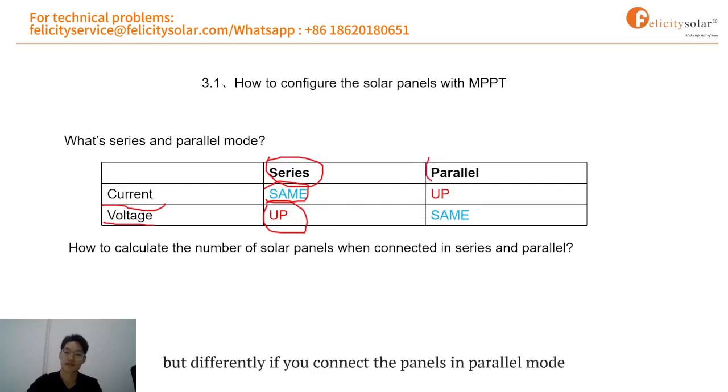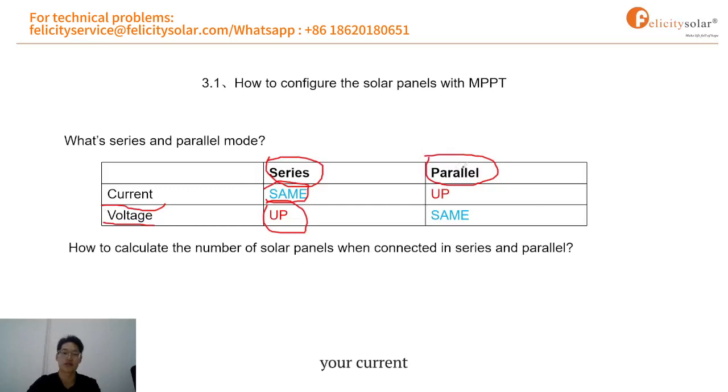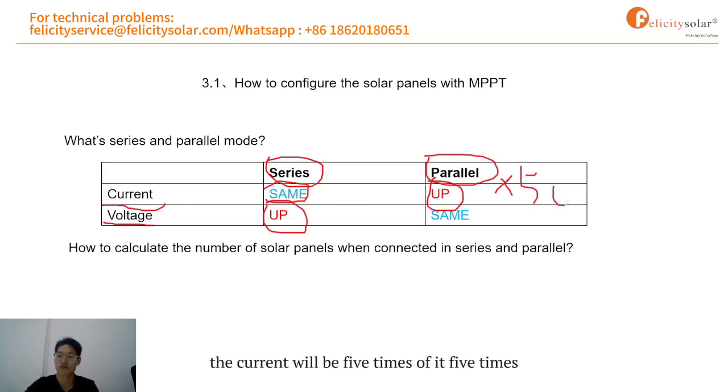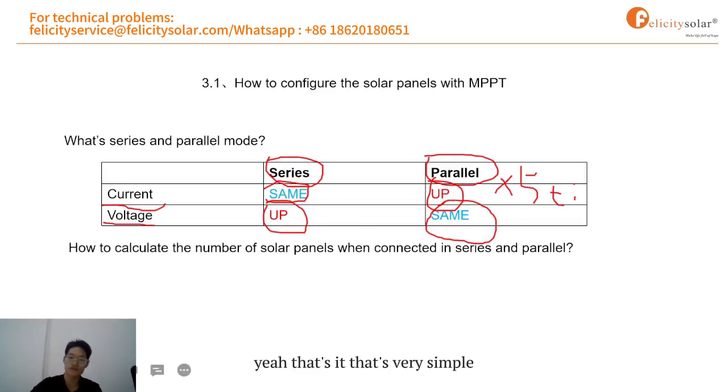But differently, if you connect the panels in parallel mode, your current will be multiplied, just like the voltage in series. So if you connect 5 panels, the current will be 5 times of it. But the voltage will still be the same. Yeah, that's it. That's very simple.